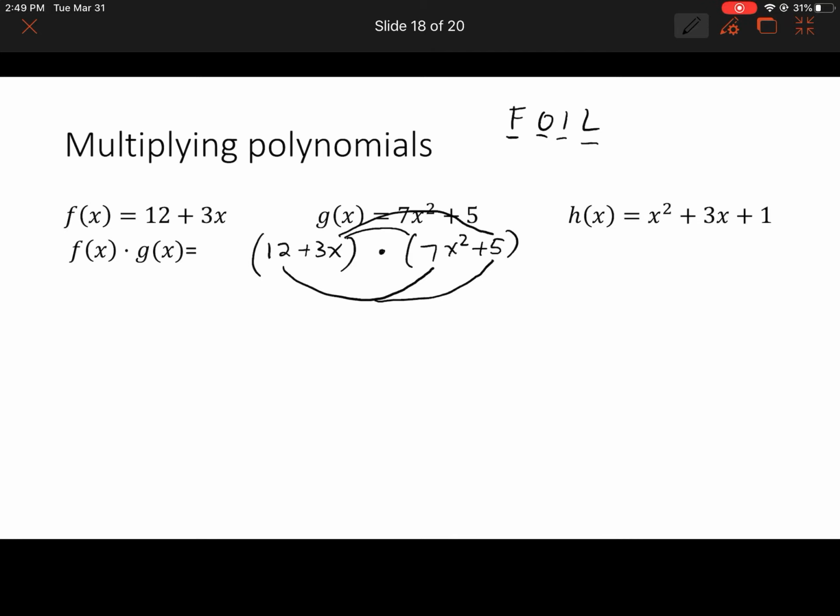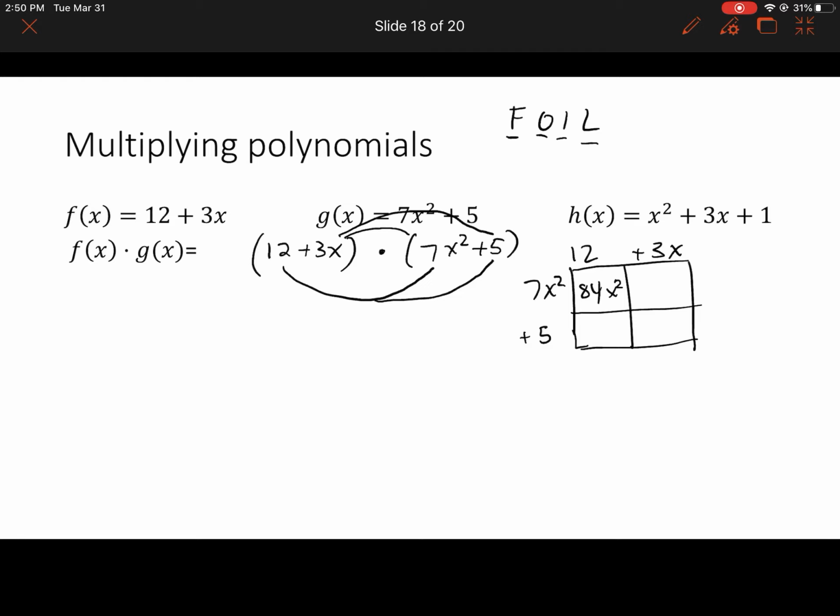Now, you can do it this way, or you could decide to do it the box method, which I think in most cases is a little bit easier for you guys to do. So we have 12 and 3x, 7x squared, and 5. We could write it down like that. And we just multiply the numbers first, and then multiply the variables. So we have 12 times 7, that's going to be 84. Since there's no x here, we don't change the x that's already there. So it becomes 84x squared.